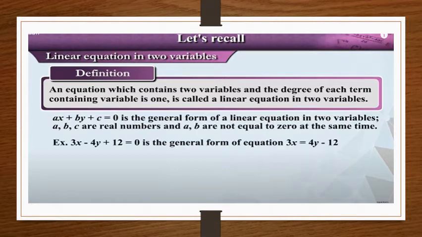Let us see one example. 3x minus 4y plus 12 is equal to 0 is a general form of equation. 3x is equal to 4y minus 12. So 3x is equal to 4y minus 12. It's not in the general form.